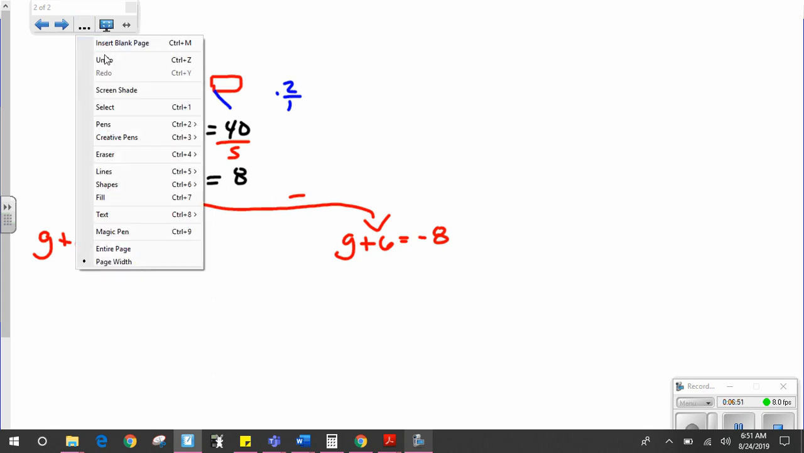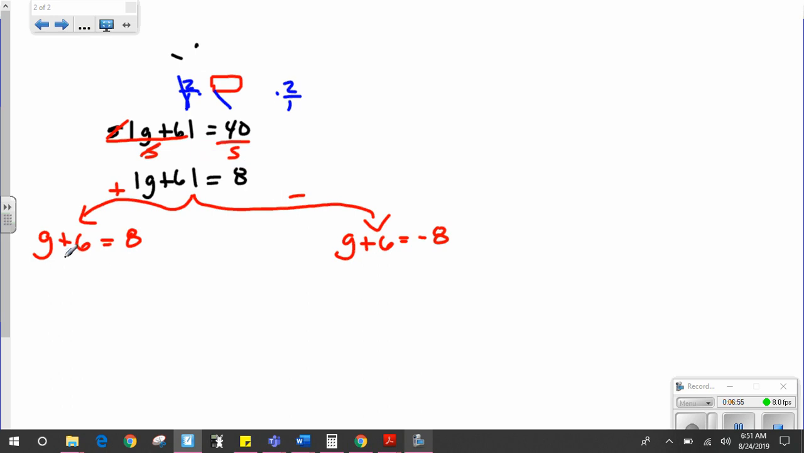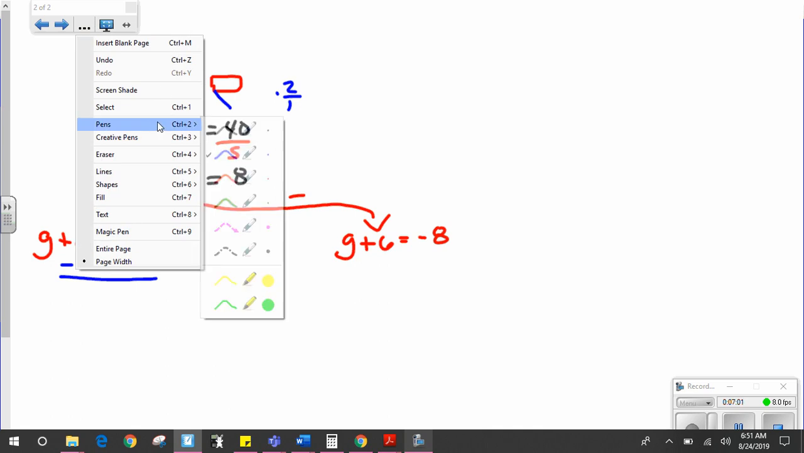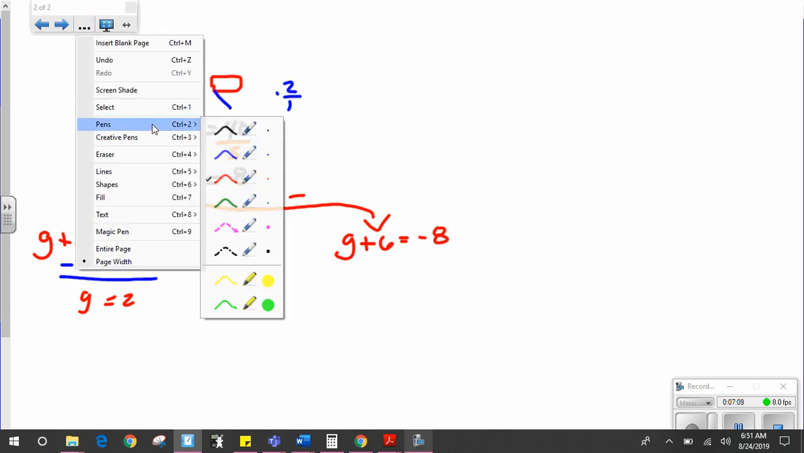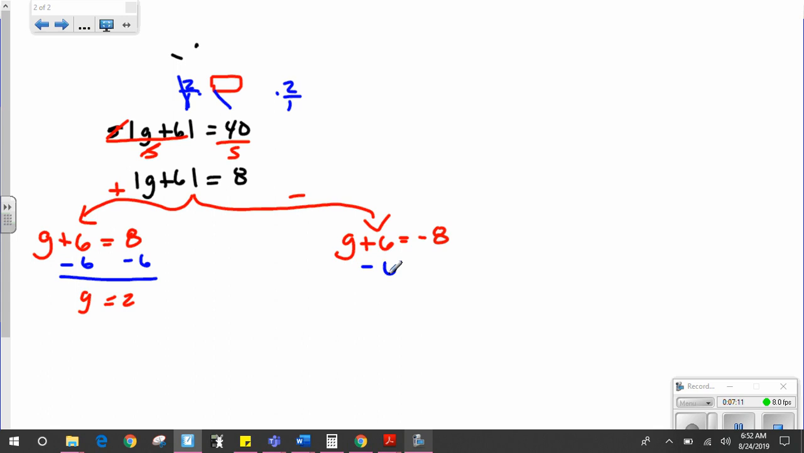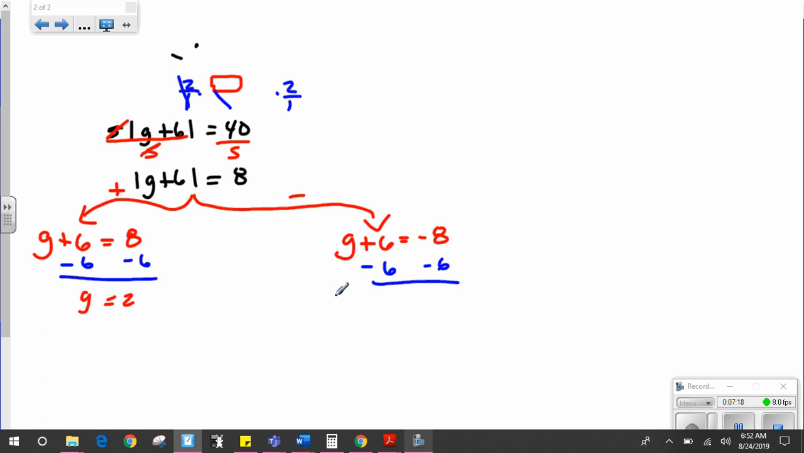Now isolate g in both equations. So I would subtract 6 on both sides, which would give me g is equal to 2 for this one. Again, I would subtract 6 on the negative track as well, which would give me g is equal to negative 14.